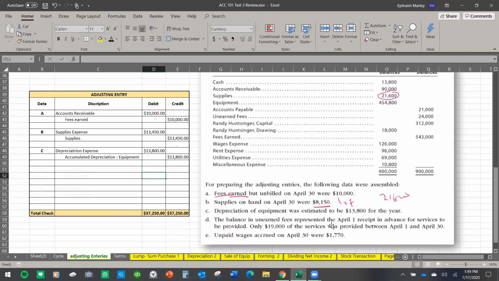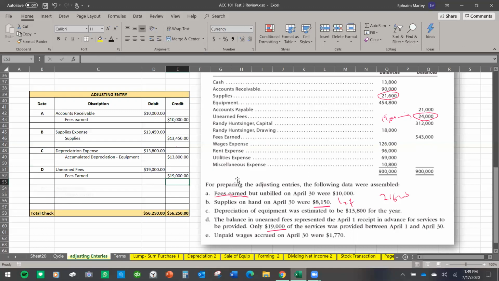B, the balance in unearned fees. Okay, so that's the balance in unearned fees. That's what we had right here, 24,000. That means we have collected the money, but we haven't done the work. But only 19,000 were provided, so we have earned $19,000. That becomes our fees earned. And then we're going to reduce unearned fees by the same amount, 19,000. If this is a credit and we are reducing it, it will become a debit. We'll reduce it with a debit of 19,000, and then the same on the right hand side for fees earned, 19,000.